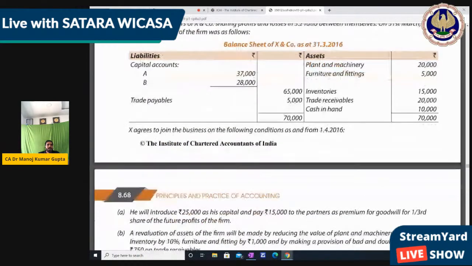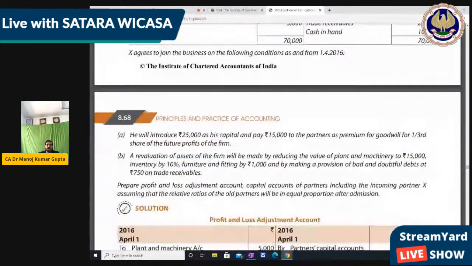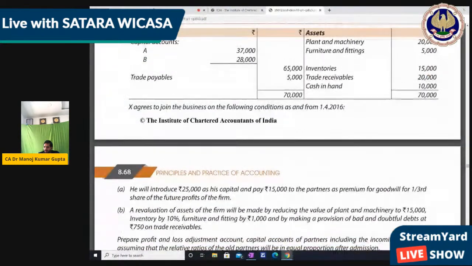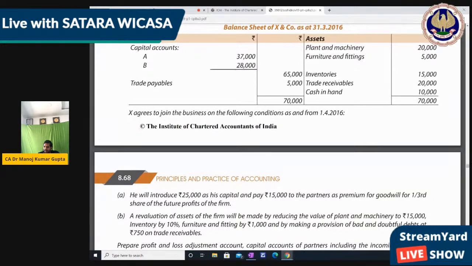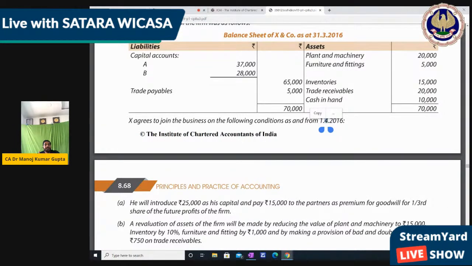X agreed to join the business on the following condition as and from 1/4/2016. So the date of the balance sheet and the date of admission are the same, only 1 day difference, right? So there should be the same date. If sometime the date is not the same, then first our objective is to get the balance sheet as on the date of admission. That's why you normally see the admission date and balance sheet date are the same. Even the retirement date is also the same. Only the death date will not be the same, because death is not in our hand, right? Okay, we go ahead.